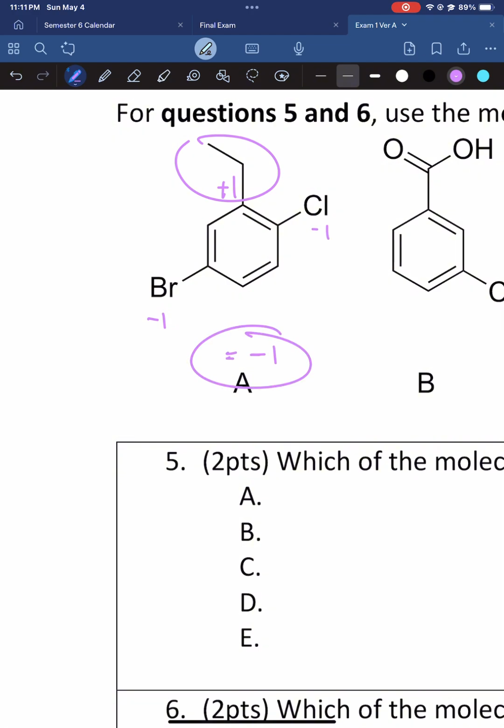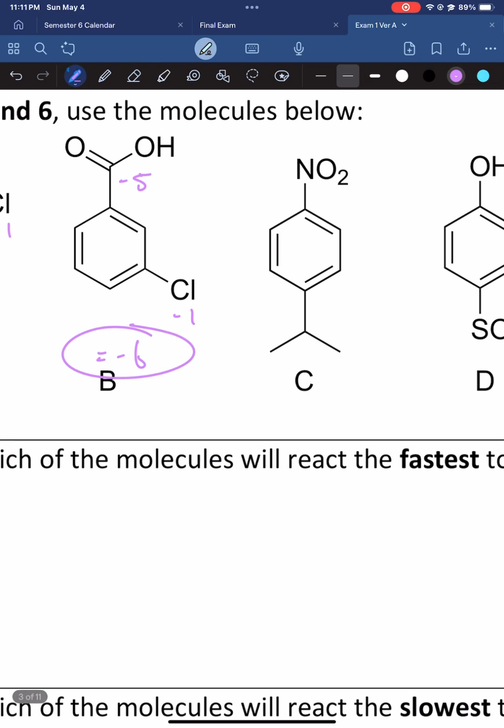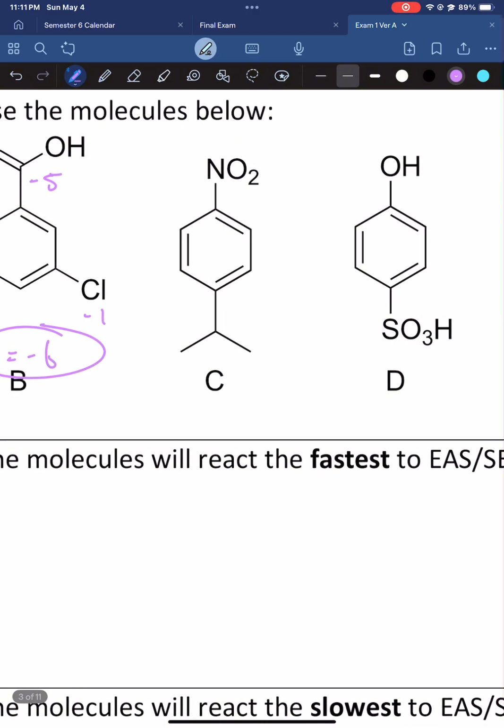Let's look at B here. We have a carboxylic acid and a chlorine here. Carboxylic acid is going to be a moderate deactivator, minus 5. Chlorine is going to be minus 1 for a total of minus 6. Right here we have a nitro group. This is going to be very, very strongly deactivating, minus 10. And we have a methyl group here. We have plus 1 for a total of minus 9.